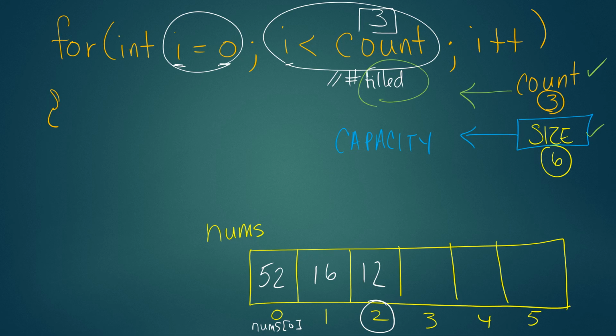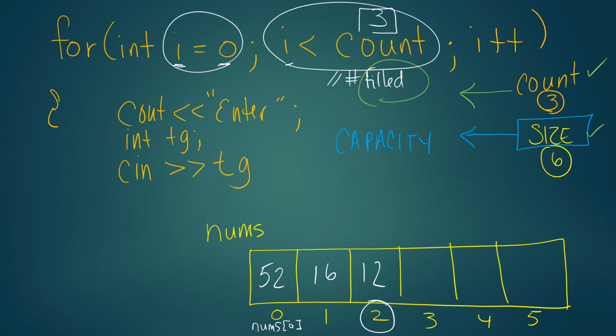And so like I said, we were going to be searching. If we wanted to ask the user to enter a number, we say cout, enter a number, and int target. So we would cin to the target. Then the user is going to enter some target, and say the user enters that the target is 16.